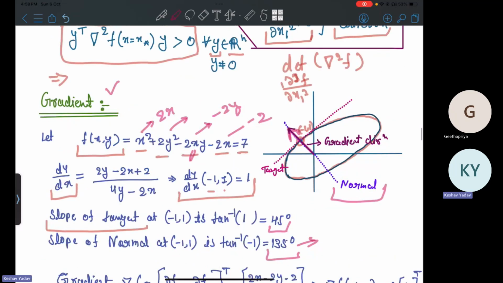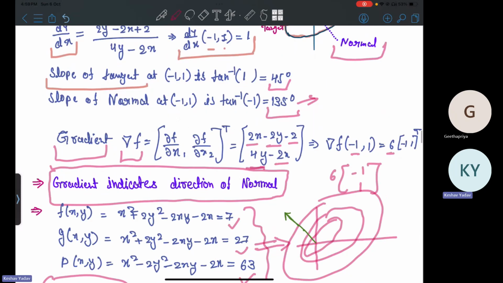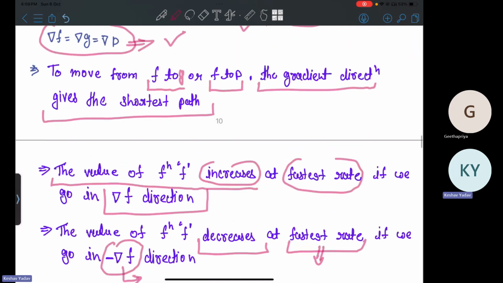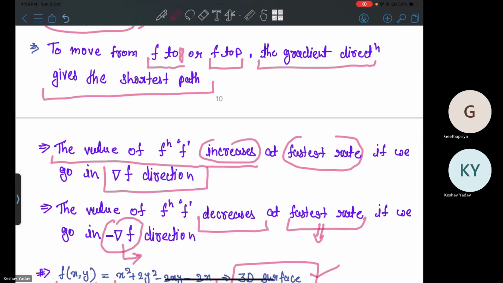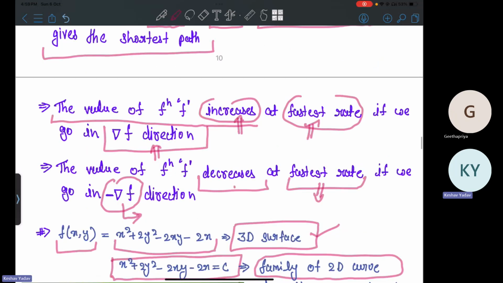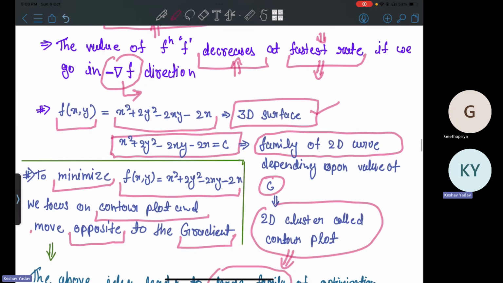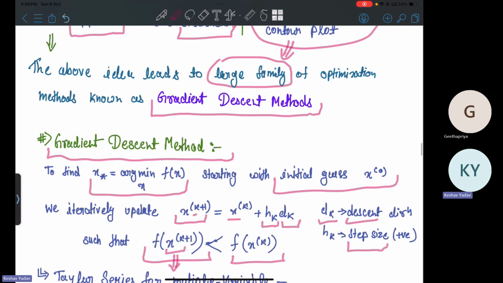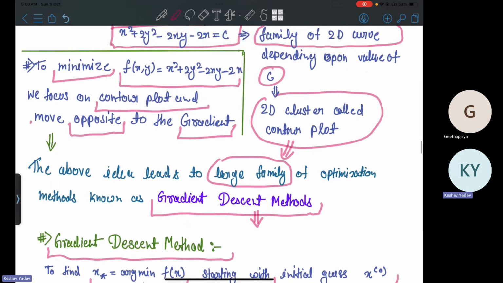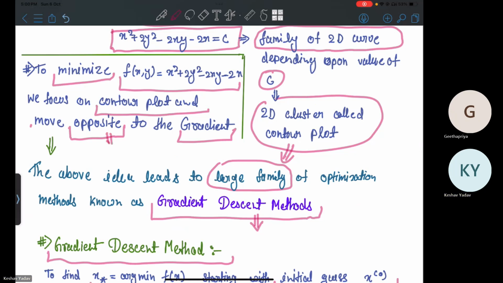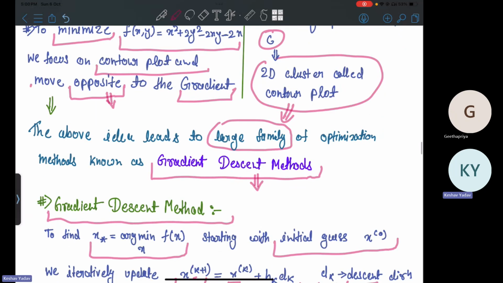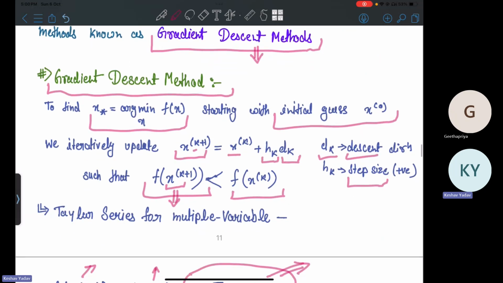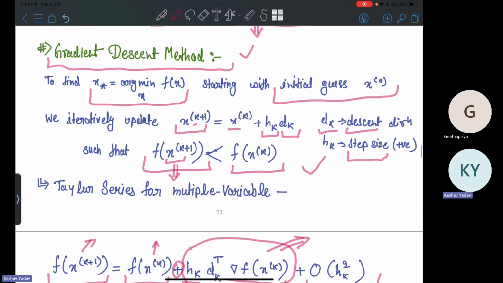Then we have seen the physical significance of the gradient: the gradient indicates the direction of the normal, and the function increases at the fastest rate when we go in the direction of the gradient, and it decreases at the fastest rate when we go in the opposite direction to the gradient. Okay. So this method is known as the gradient descent method, when we move opposite to the gradient to find the minimum value of the function. Then we formally defined the gradient descent method.